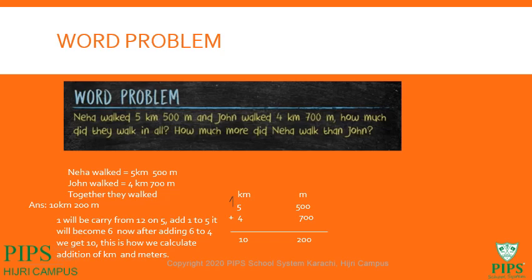Now for adding them, I start from the right hand side. 0 plus 0 is 0, 0 plus 0 is 0, 5 plus 7 is 12. We write only 2 here and carry the 1 to the 5. Now this 5 becomes 6 after carrying 1. Now you add 6 with 4. 6 plus 4 equals 10. Now the answer for both Neha and John's walk distance is 10 kilometers and 200 meters.